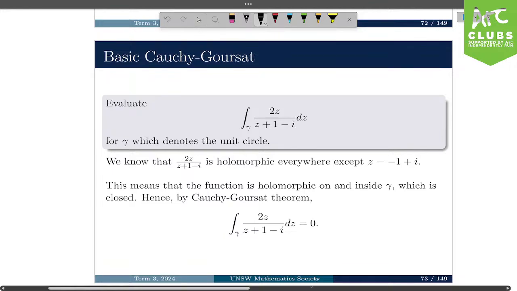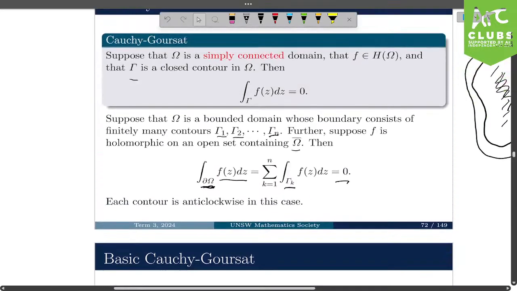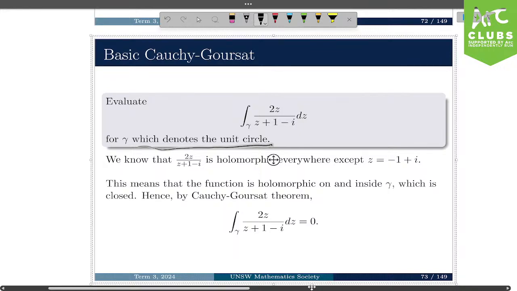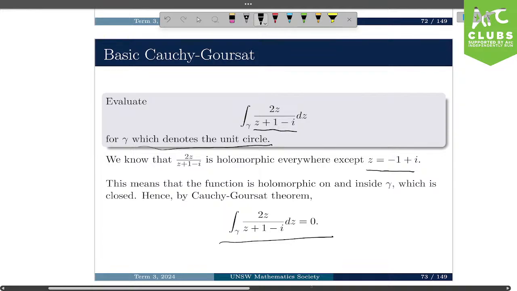So this function, right, we're asked to integrate it along this contour, which denotes the unit circle. Now that we know this theorem, the first thing we should check is whether it's holomorphic along and inside that contour. And it turns out that it is, because the only place where it's not holomorphic is when z is equal to minus 1 plus i, which is when this denominator would equal 0. So that means that it is holomorphic along and inside our contour, and that means that our integral will evaluate to 0. And that's what we have here.